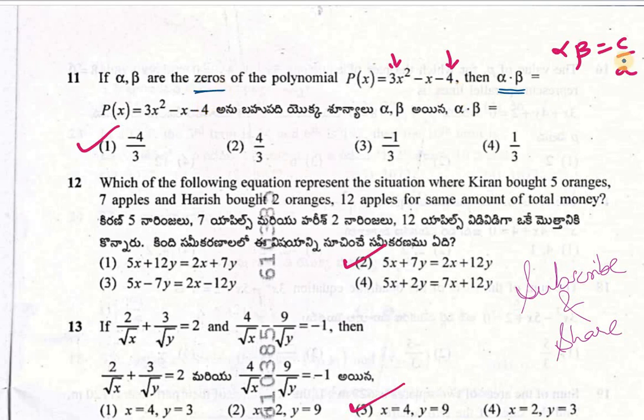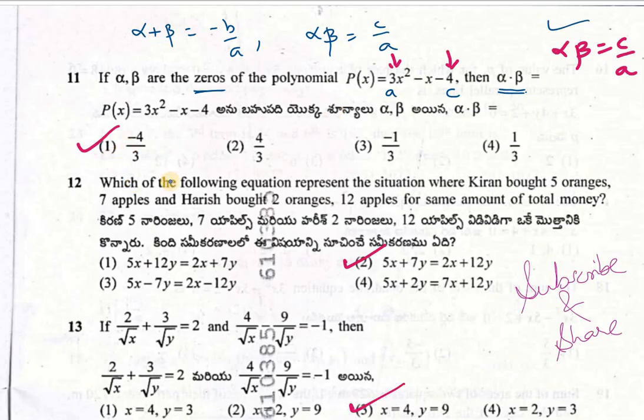So what is the product of the roots? C by A. Alpha into beta is nothing but C by A. The value of C is minus 4 and the value of A is 3. So we know that the product of the roots is C by A and the sum of the zeros is minus B by A. This you have to remember, many questions are coming in the examination based on this. Sum of the zeros or roots is minus B by A, and product of the zeros or roots is C by A. So minus 4 by 3 is the correct answer.